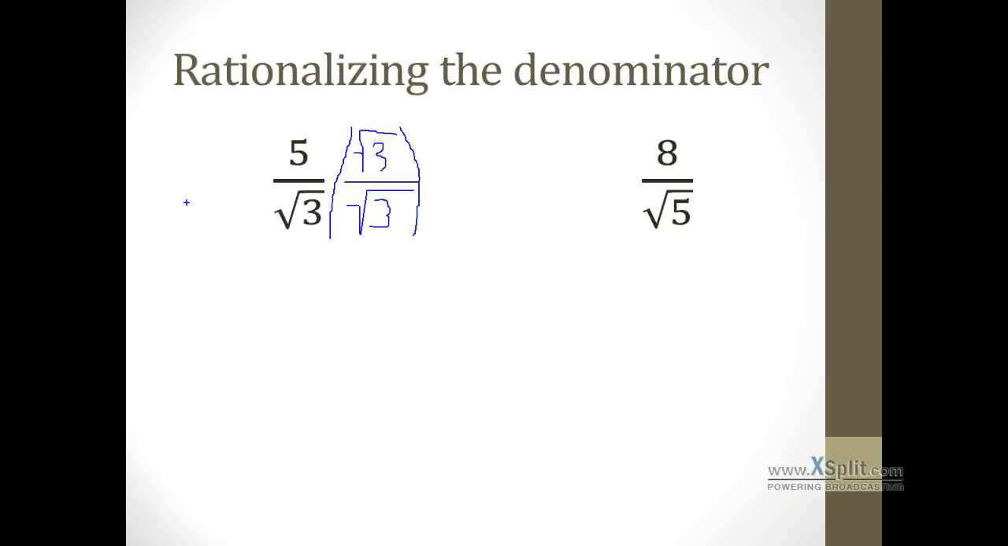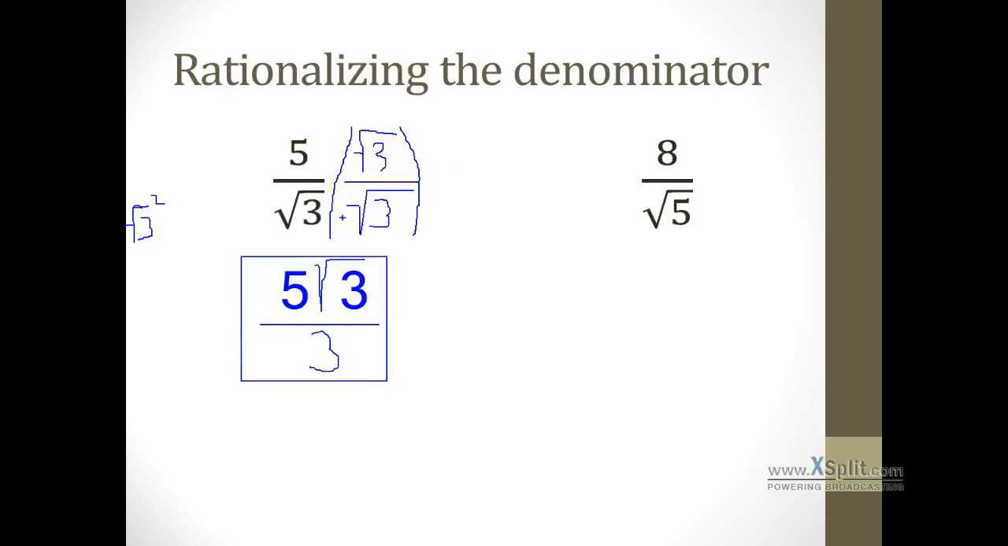All right, here's what's going to happen. On the top, we have 5 times root 3. And on the bottom, think about square root of 3 times square root of 3. Well, that's going to be square root of 3 squared. The square and the square root cancel out. It's just going to be a 3. So our final answer here, simplifying this out, rationalizing it, would be 5 root 3 over 3.